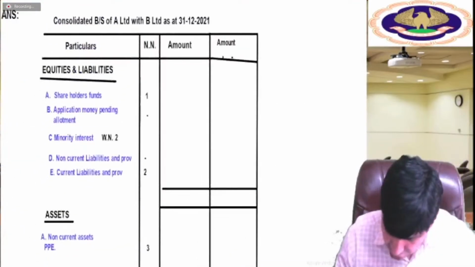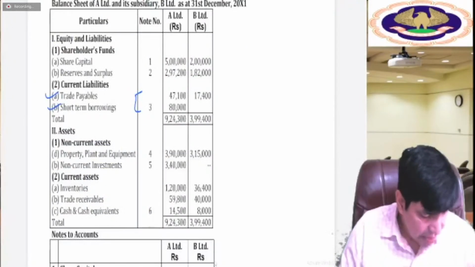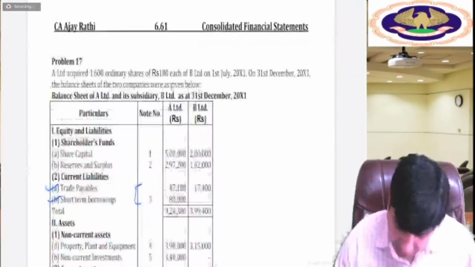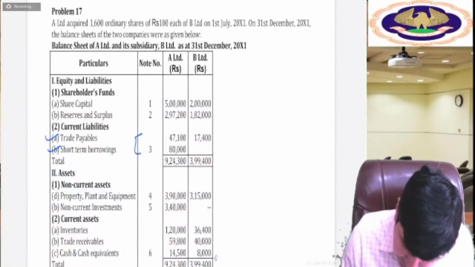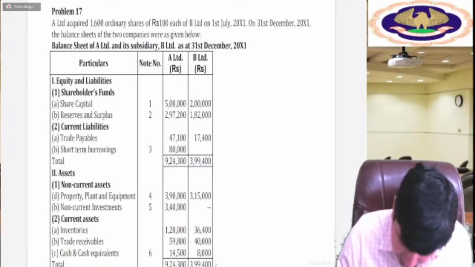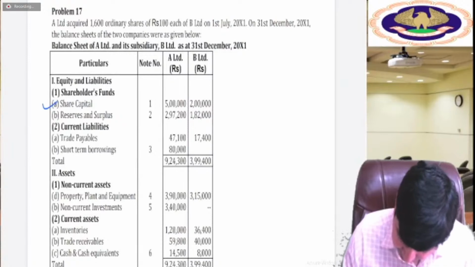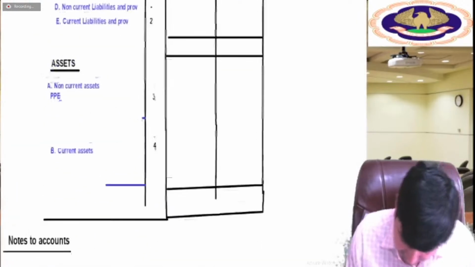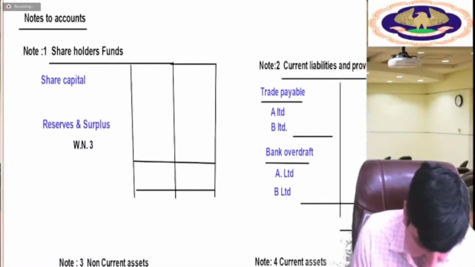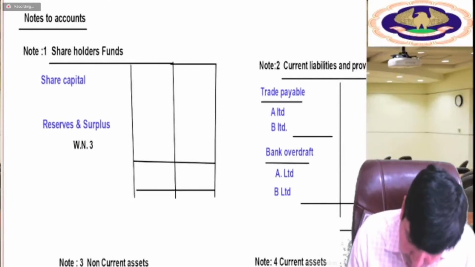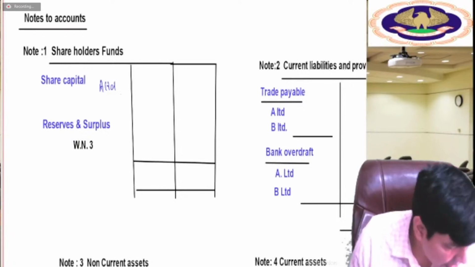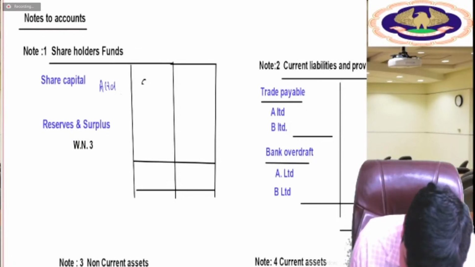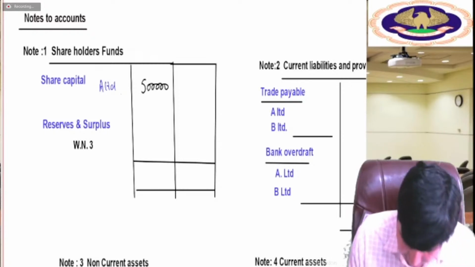How will you start the consolidation? Line by line. So take asset by asset and liability by liability. How must we do it in the exam? Line by line means share capital. First, you start from the share capital, which must be posted in the shareholders' funds. Only the holding company's capital will be posted there. Don't post all the capital there. A limited is there, only its share capital, that is rupees 5 lakh, must be posted here.